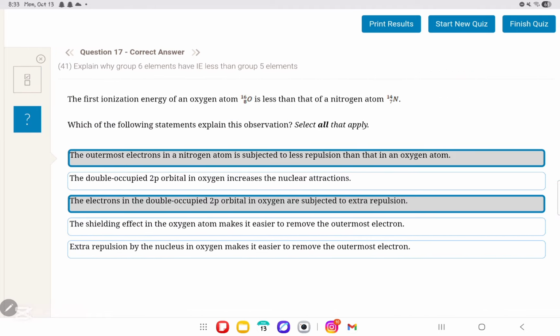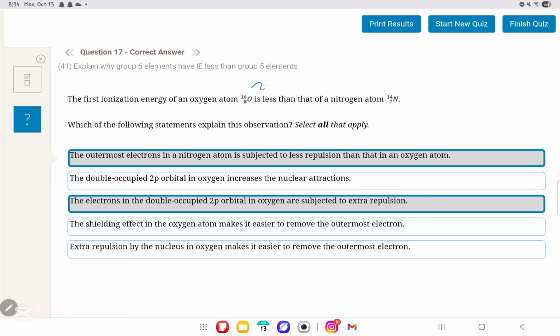We move on to question number 17. It says the first ionization energy of an oxygen atom, O 16.8, is less than that of a nitrogen atom, N 14.7. Which of the following statements explain this observation? Select all that apply. The outermost electrons in a nitrogen atom are subjected to less repulsion than those in an oxygen atom. Now, in order for us to explain it, look what we need to do.